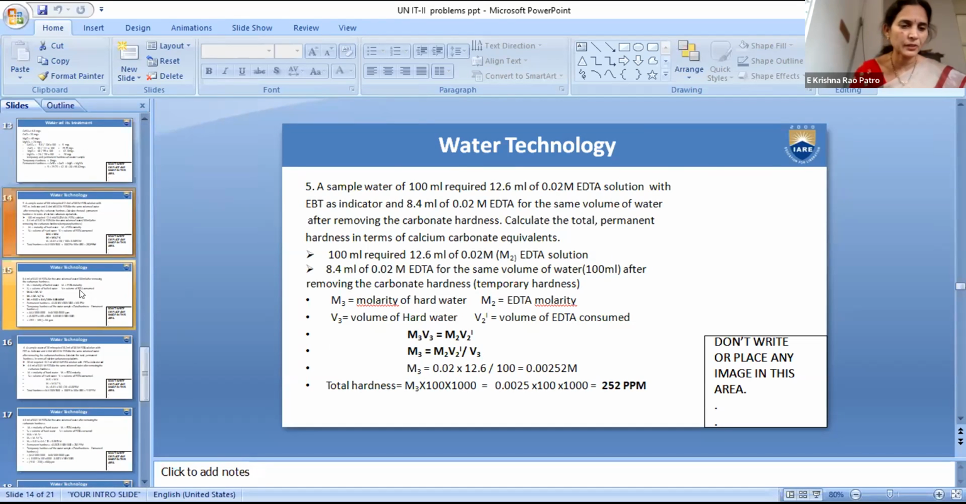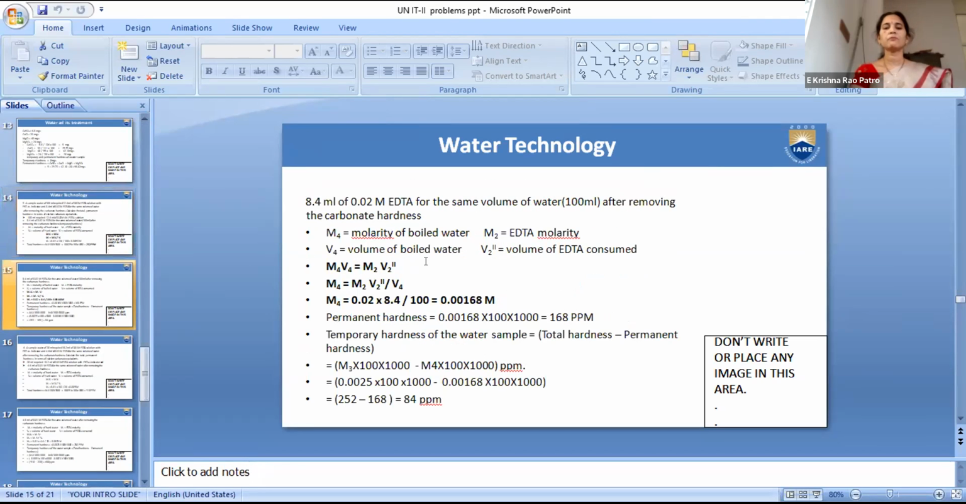So this formula also is completed. We'll write one more. M4 V4 is equal to M2 V2 double dash, or double slash. M4 is molarity of boiled water. V4 is volume of boiled water. M2 is EDTA molarity, and V2 double slash is volume of EDTA consumed. Now M4 is equal to M2 V2 double slash by V4.